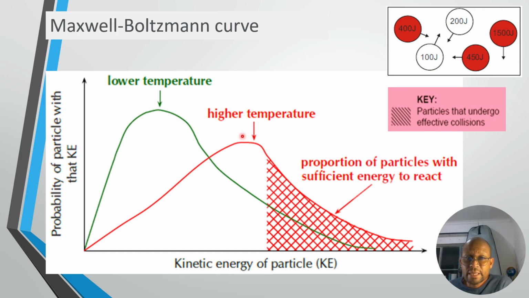If you have a higher temperature, try to imagine that the graph is moving to the right and it's lower, and then this area lifts up so that you can have a larger area under the graph, and that will indicate that more particles will have sufficient energy to react. And that's basically what Maxwell-Boltzmann's distribution curve tells us.